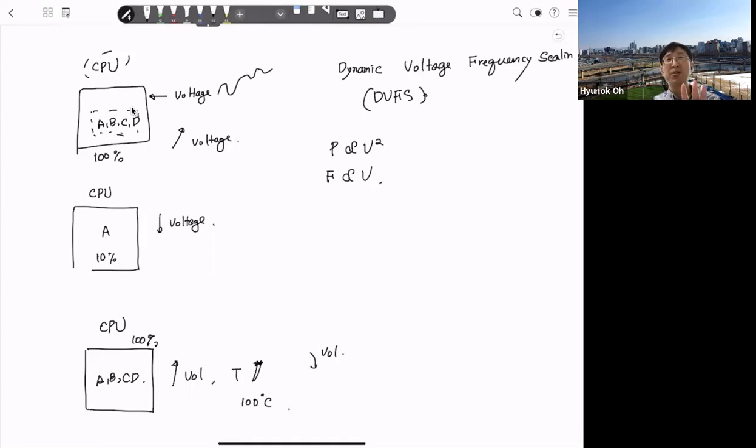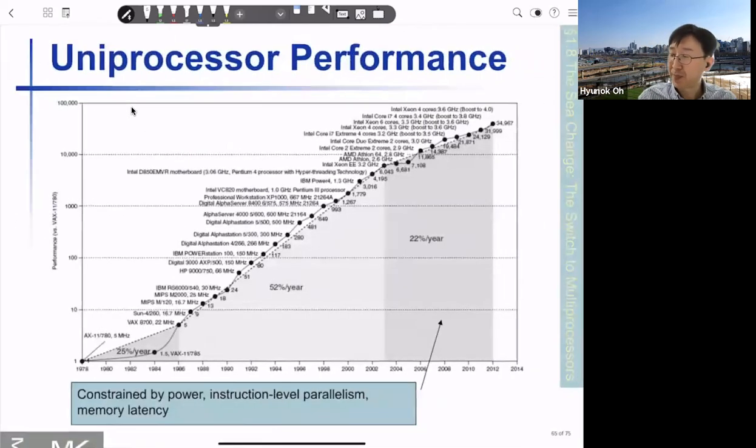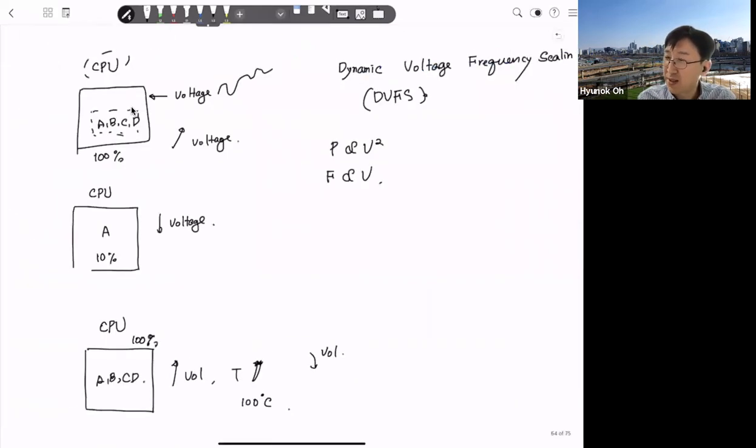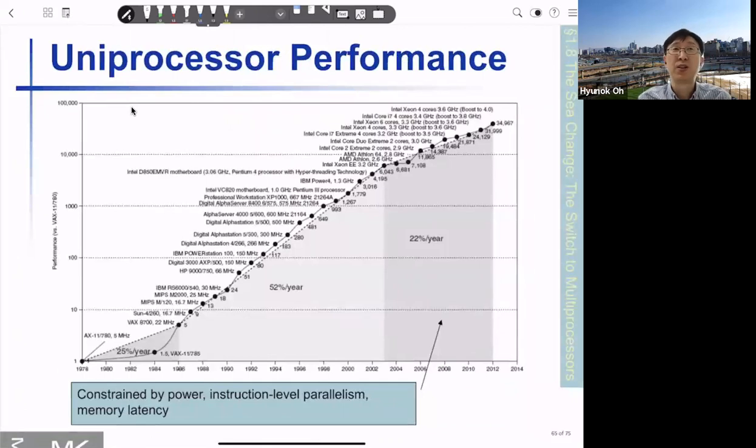Maybe you are experiencing this kind of thing. If you are running your application and the fan is working so hard, but the computer system is getting slower and slower because of this temperature limitation. So the frequency is not going to be increased anymore, because they would have to reduce the voltage. What they are doing is embedding more processors within a chip.